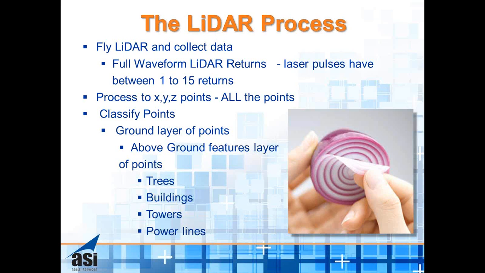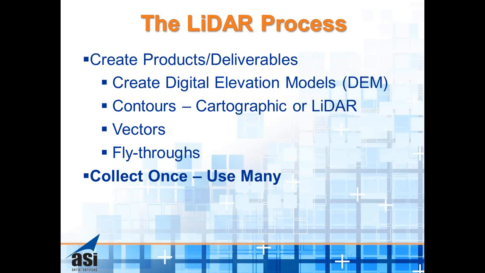Then we classify those points. We classify it as ground layers and above ground layers. The above ground features are trees, buildings, towers, power lines, things like that. Then we create the products and the deliverables from that. We create the digital elevation model.